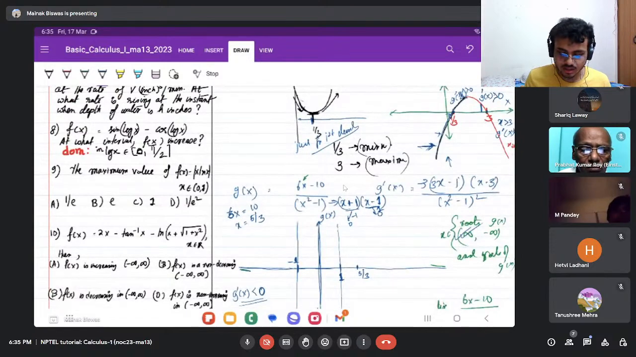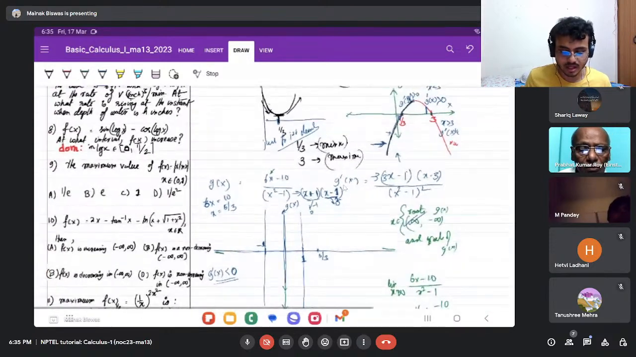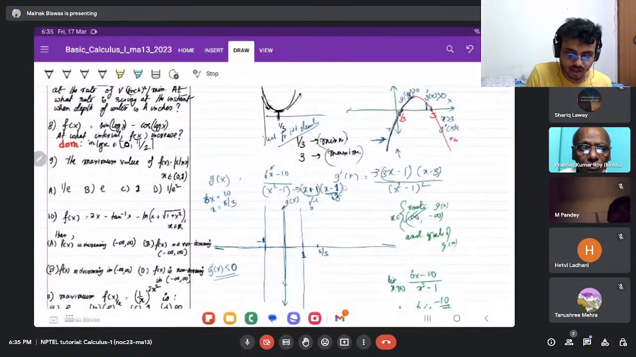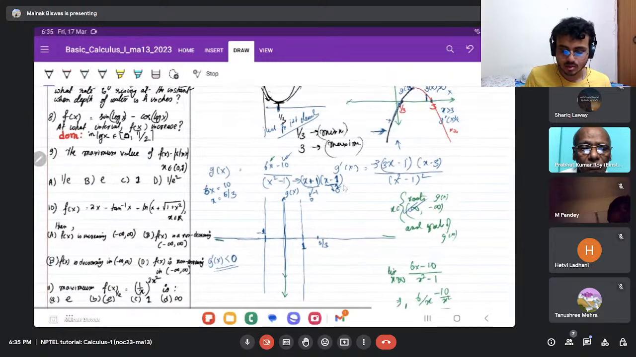If you don't understand, you ask me now. This is a very important point. Now we have seen the function itself. Now you are going to the roots of the function, so the roots of the derivative. So what are the roots of the derivative? 1 by 3 and 3.